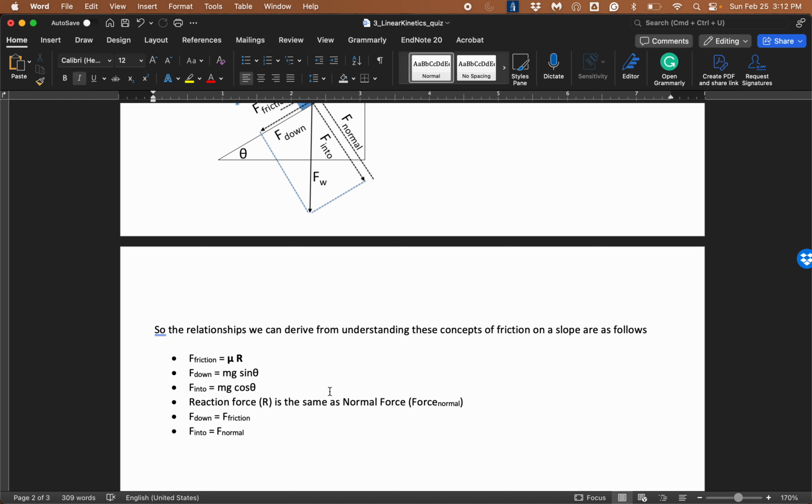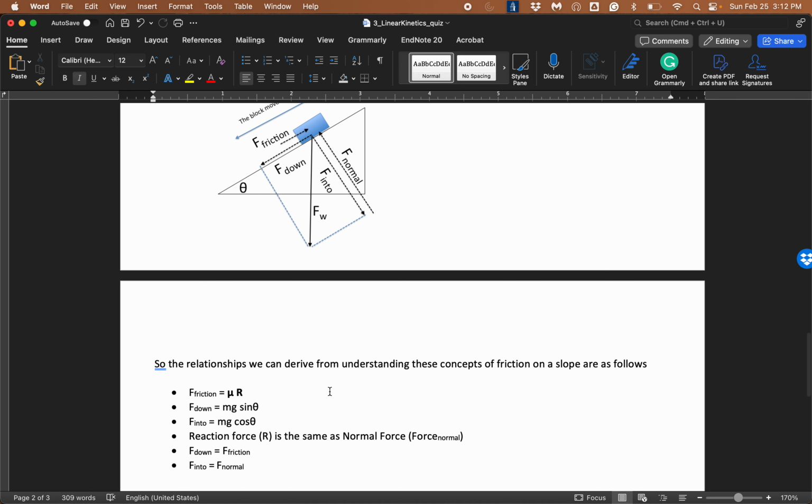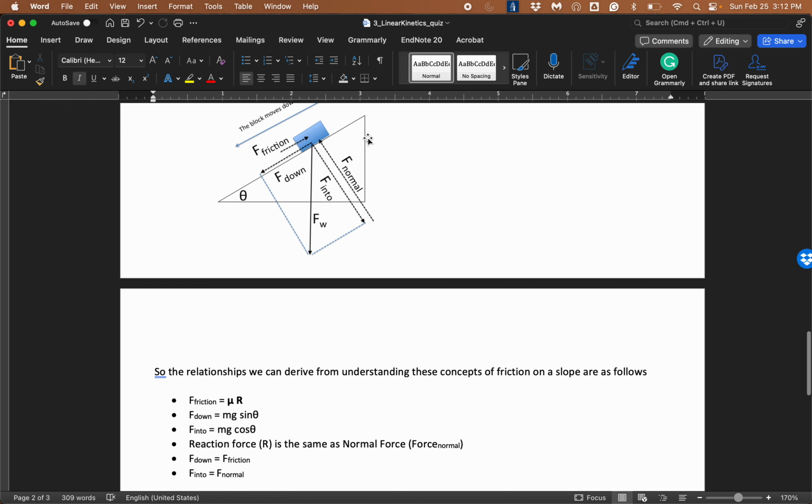Because of Newton's law of reaction, for every action there is an equal and opposite reaction, this downward or parallel force across the surface of the slope is the same as the force of friction. Those are equal to one another. And the force perpendicular or down into the surface is the same as that normal force, or reaction force.